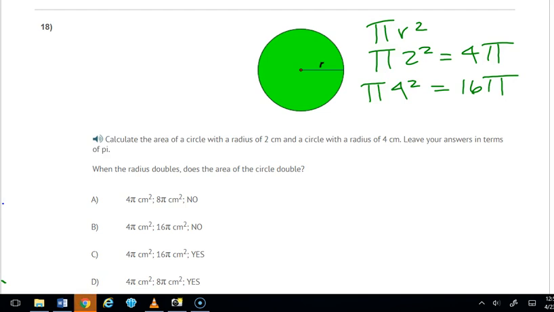Then it goes on to ask us, when the radius doubles, does the area of the circle double? Well, first of all, I know that A is not an answer, and I know that D is not an answer because those are the wrong values. And the answer to that question is no. What happened when we doubled the radius was it quadrupled. It didn't double. So this is our answer right here to that problem.